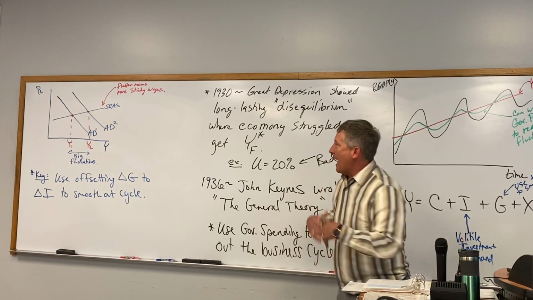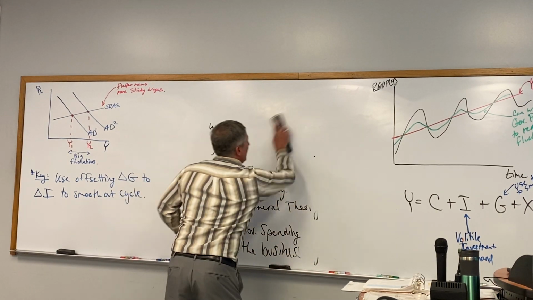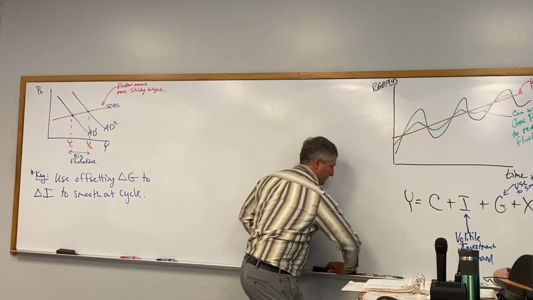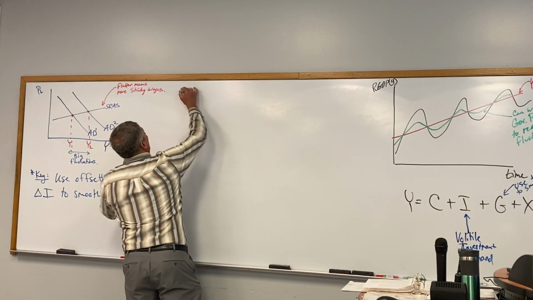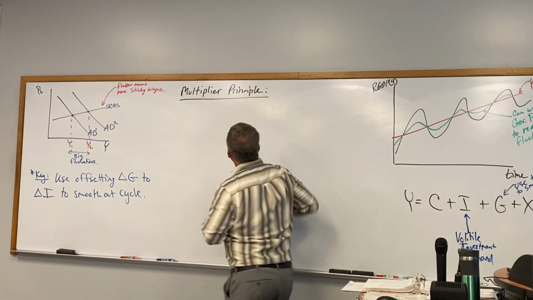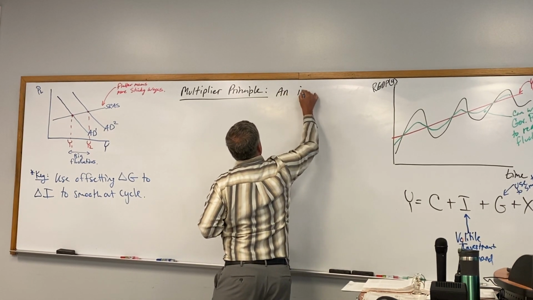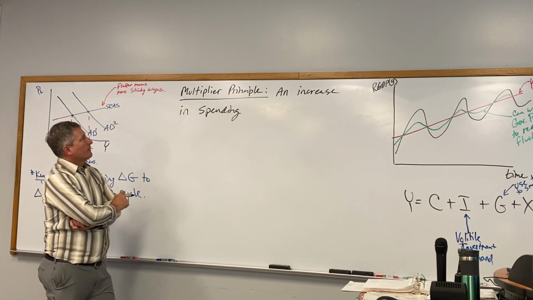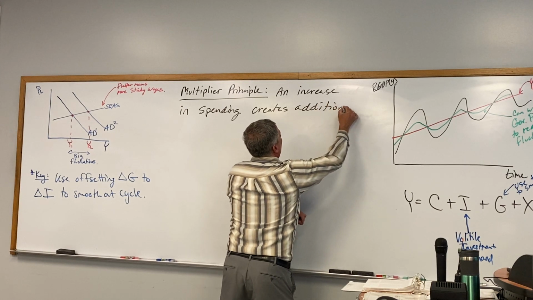So we got a few more things to think about how the money gets into the system. So one of the claims here to get things running is the idea of a multiplier. So the multiplier effect. So the multiplier principle. The multiplier principle is an increase in spending creates additional spending.